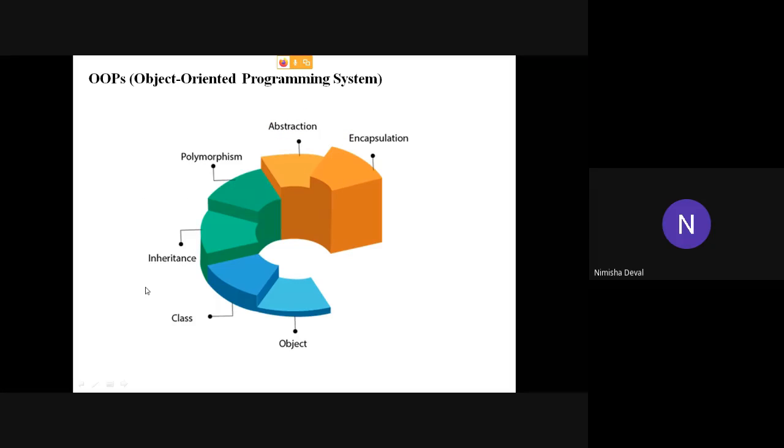Now see, I will show you one graphical representation. This is the end part, encapsulation. Whenever we create a class, first its object gets created. Through that object, we access the properties and behavior of that class.